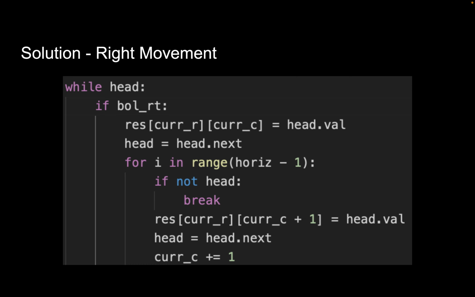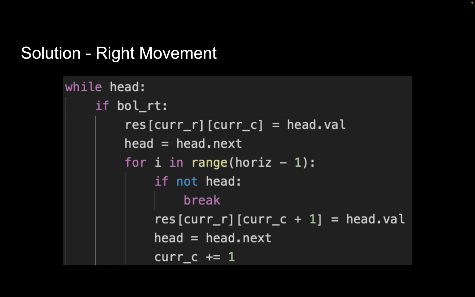So how do we proceed to move to the right? This is our main while loop. We have the first if condition here, which is going to be boolean right, which will check whether the current movement that we're doing is either right-down or left-up. So first we fill up the current index in the matrix, which is result current R, current C. We set it to be the value of the head of the linked list. Then we set the head to be head.next as we traverse the linked list.